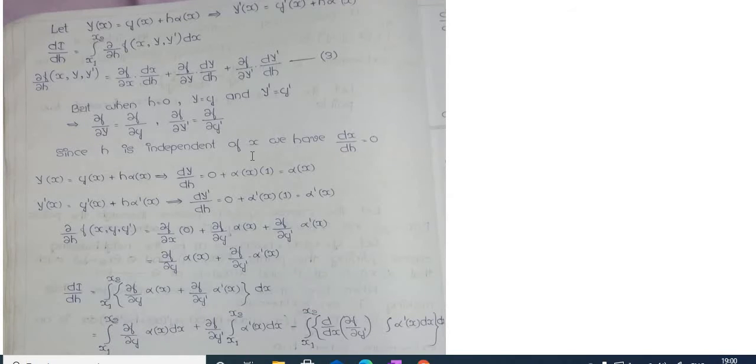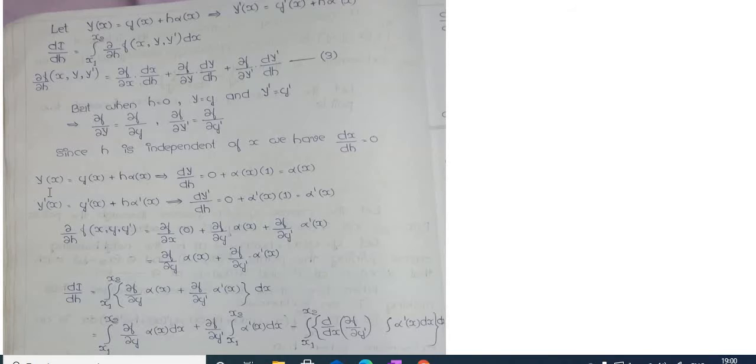But when h equals 0, capital Y equals small y and capital Y dash equals small y dash, because 0 into anything is 0. So at that time ∂f/∂capital Y equals ∂f/∂small y, and ∂f/∂capital Y dash equals ∂f/∂y dash. Since h is independent of x, that means h does not contain any terms of x, we have dx/dh equal to 0.